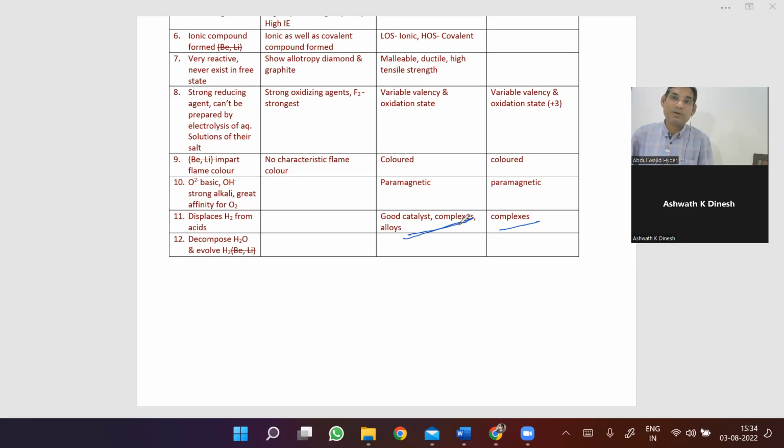In 12 points, most of the properties, color, paramagnetism, magnetic moment, density, etc. are already done. So variable valency, variable oxidation state. Not only these points, many more points are discussed, but only these points will be relevant in this topic, that is properties of S block, P block, D block, and F block elements. I have written all of them together.